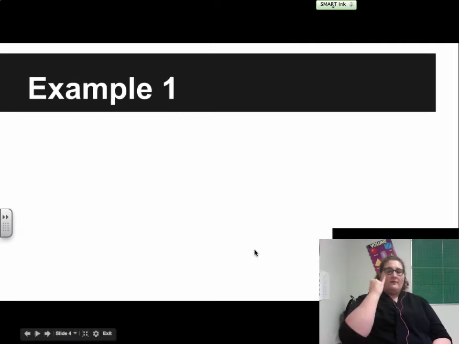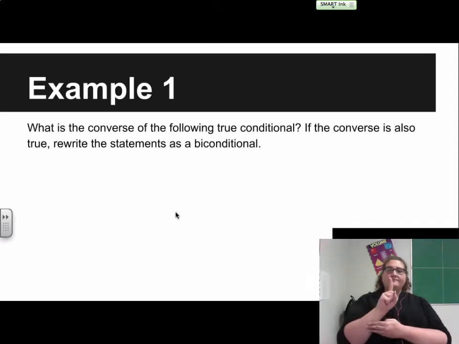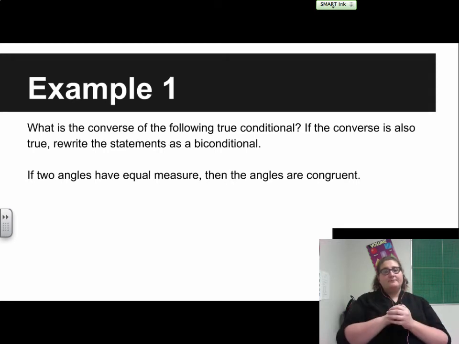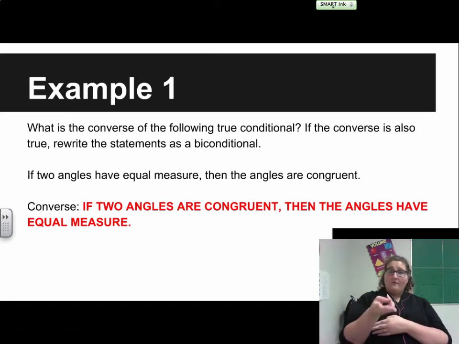Example 1 says, what is the converse of the following true conditional? If the converse is also true, rewrite the statement as a biconditional. If two angles have equal measure, then the angles are congruent. So the converse is going to be when we flip them, saying if Q then P. So we're going to say if two angles are congruent, then the angles have equal measure.